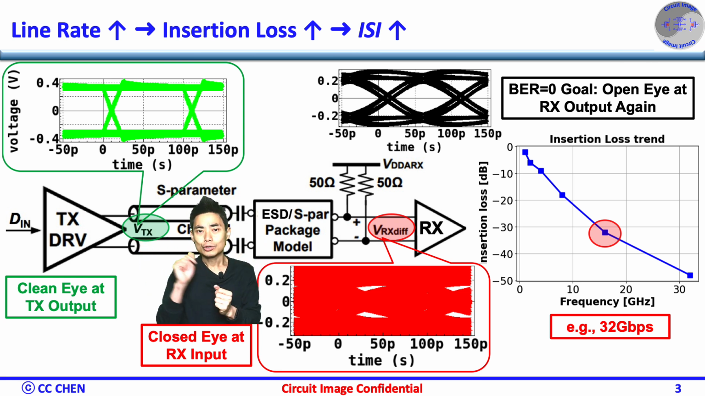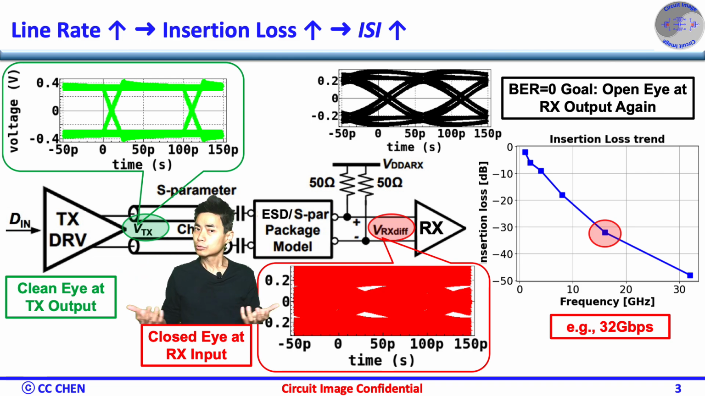Remember, the goal of the link is error-free. Therefore, you must apply equalization techniques to open the eye at the RX output or sampler input in your circuit design and verify it in the SPICE model. Unfortunately, the equalization modeling is the first gap that the simple IBIS model cannot provide.